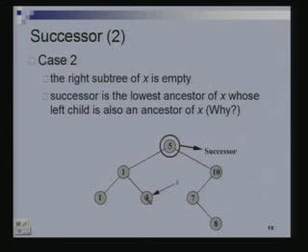So the procedure is the following, and we'll see why it's the right procedure. What you're going to do is start going from this node to its parent and then to its grandparent and so on, till you reach a node such that this key, this x whose successor you're looking for, is in the left subtree of that node.